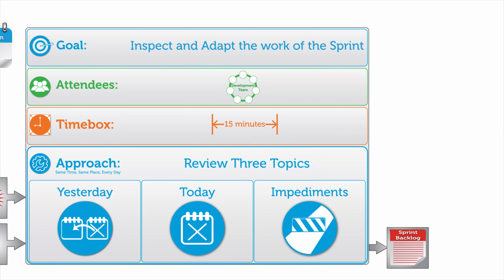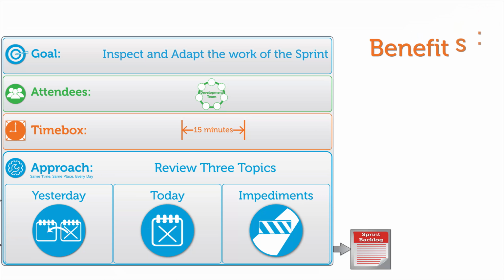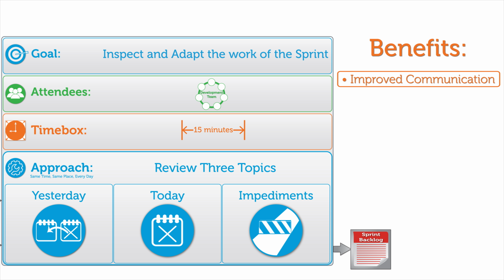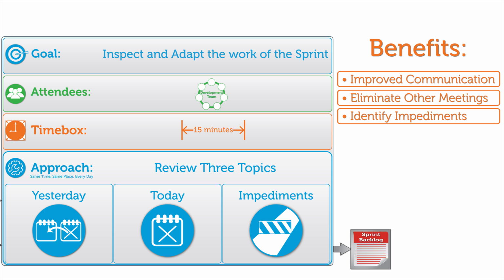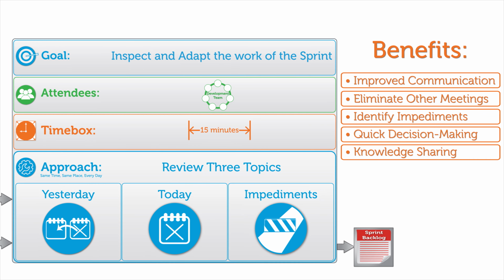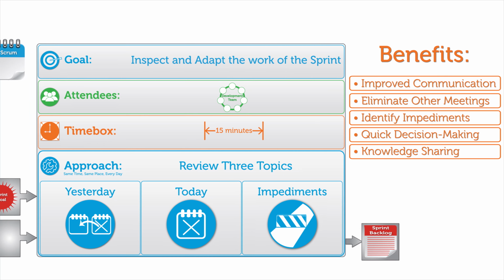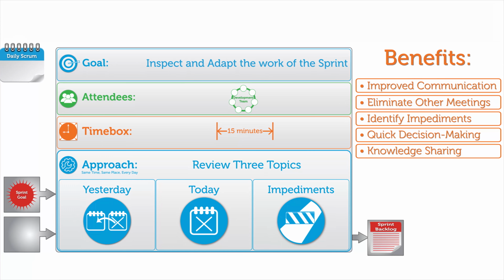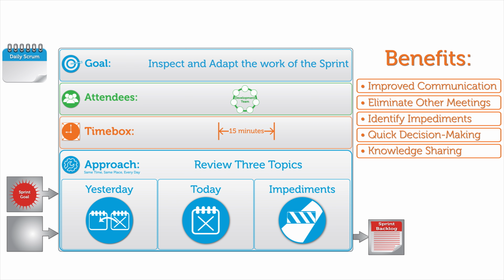Effective daily Scrum meetings have several benefits. They improve communication. They eliminate the need for other meetings. They identify impediments to development for removal. They highlight and promote quick decision-making. And they improve the development team's level of knowledge. Research has shown that effective daily Scrum meetings have a high correlation with successful implementation of the Scrum framework.